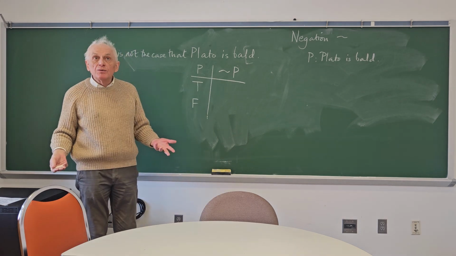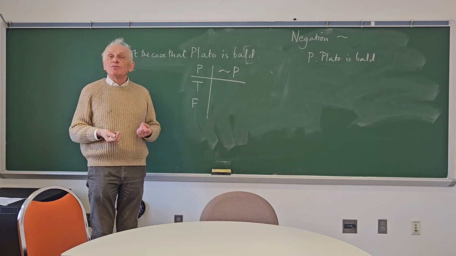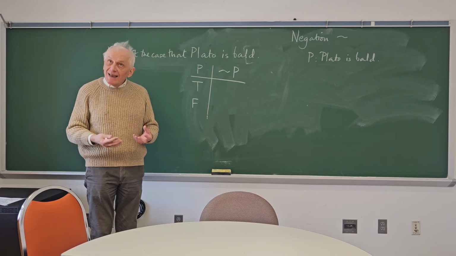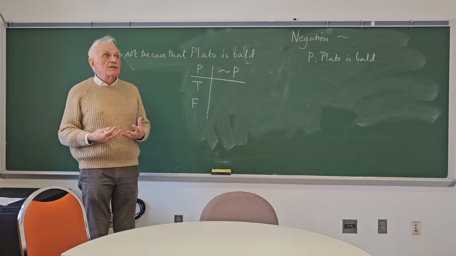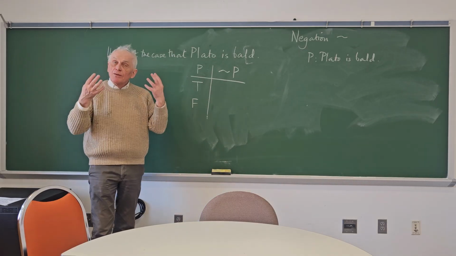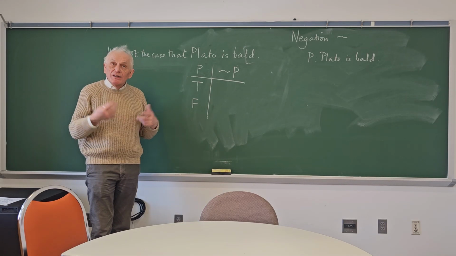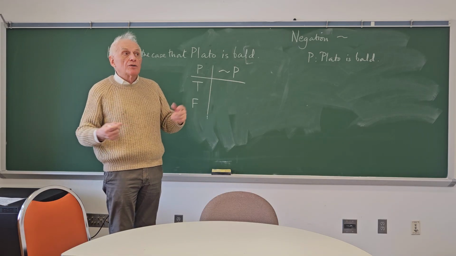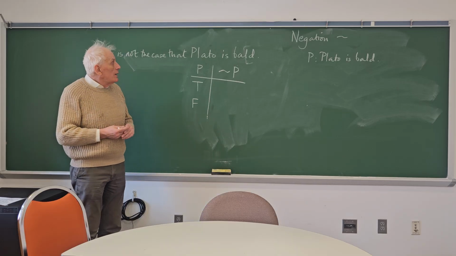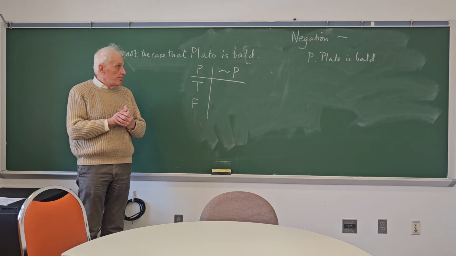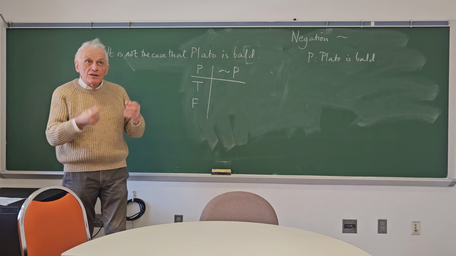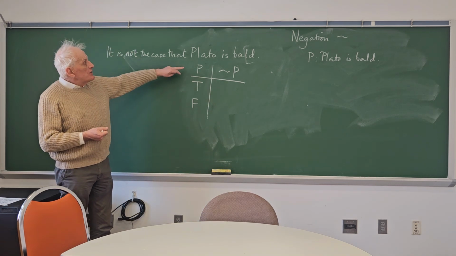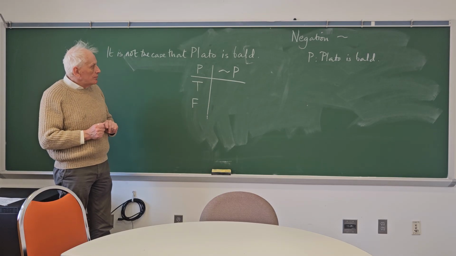There are no half-truths. There are no things that are both true and false. There are no sentences that are neither true nor false, at least in classical logic. The only kind of sentences we're interested in are sentences that assert something. They say, Plato is bald. So we're not dealing with questions like, is Plato bald? Or with any other kind of sentence. We're just dealing with assertions, sentences that state a fact or state a claim. And every such sentence is either true or false.